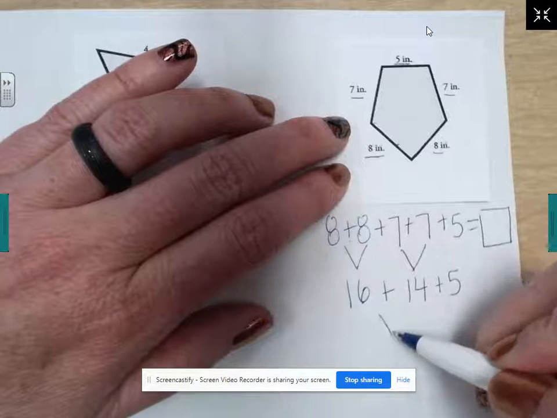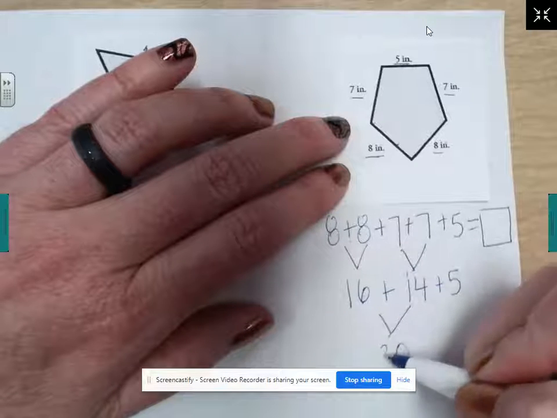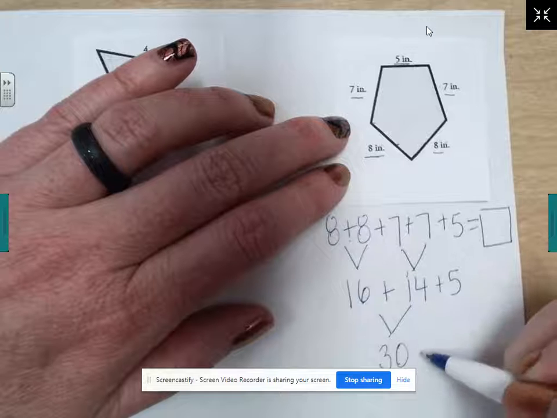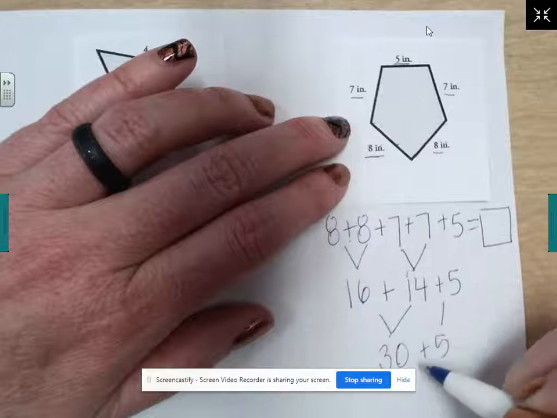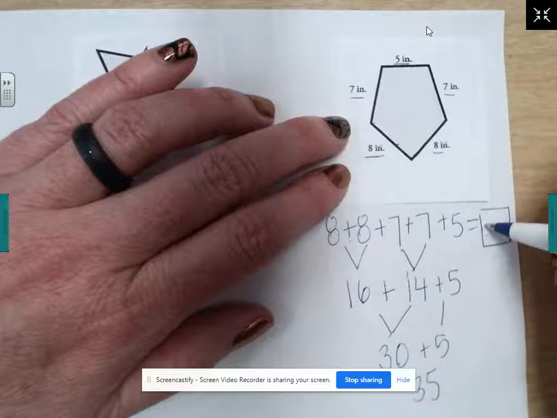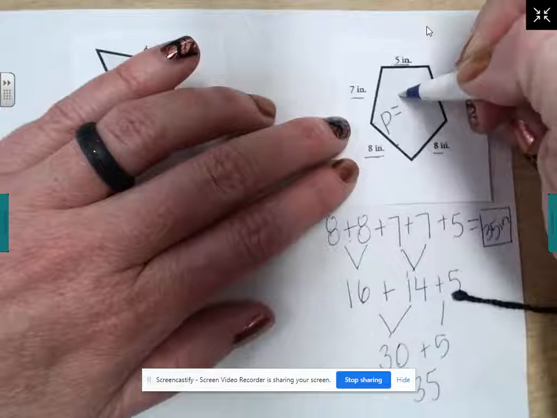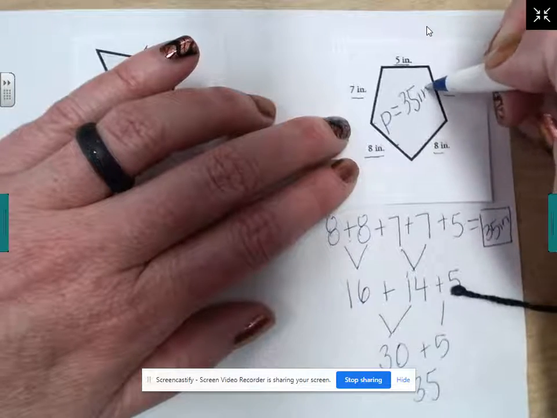16 plus 14, 6 and 6 makes a 10. That's 30. Plus my 5, I got to bring him down, plus 5. 30 plus 5 is 35. So my perimeter here is 35 inches. P for perimeter equals 35 inches.